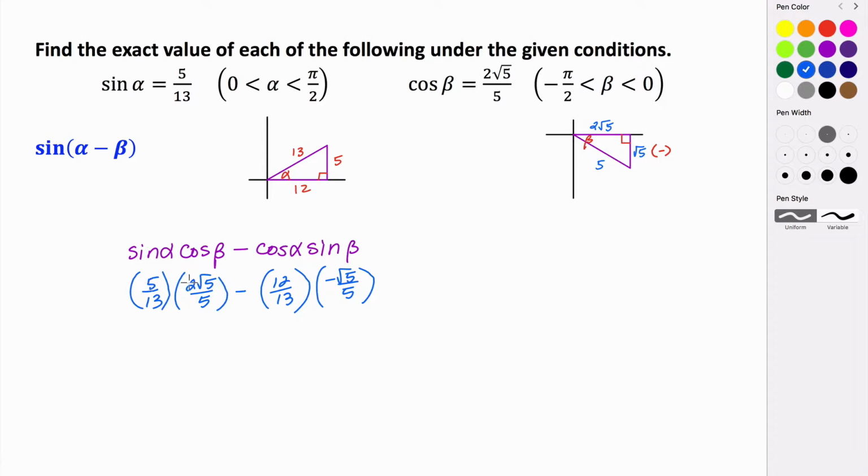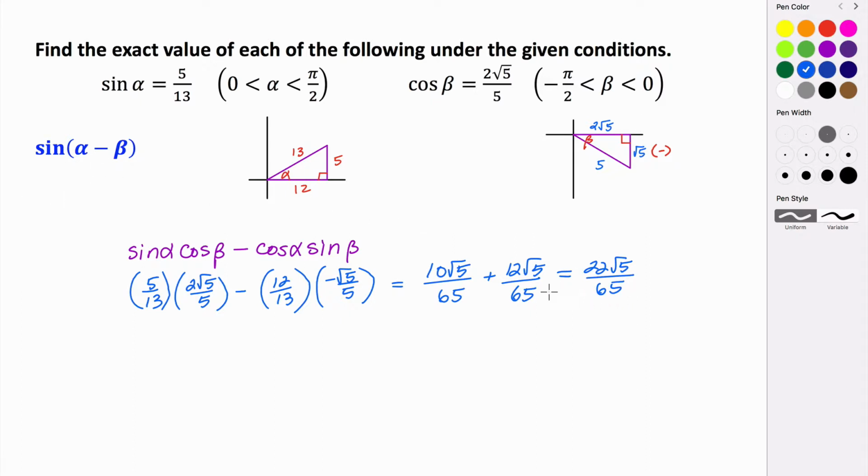Take these products. So 5 times 2 rad 5, that's 10 rad 5 divided by 65. And then negative 12 times a negative rad 5 is going to be positive 12 rad 5, and then all over 65. These have a common denominator, so we can take their sum. So 10 rad 5 plus 12 rad 5 gives us 22 rad 5 all over 65. And this can't reduce, so this would be the value of the sine of alpha minus beta.